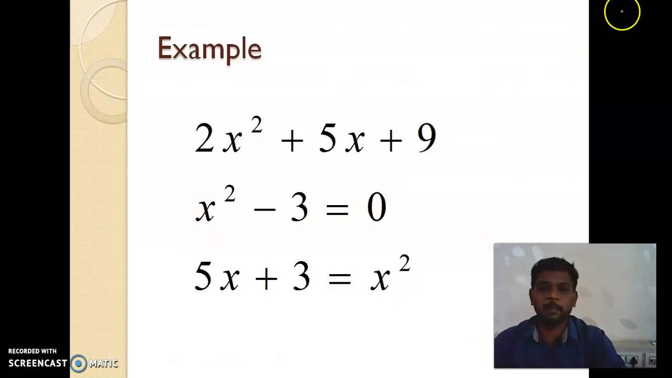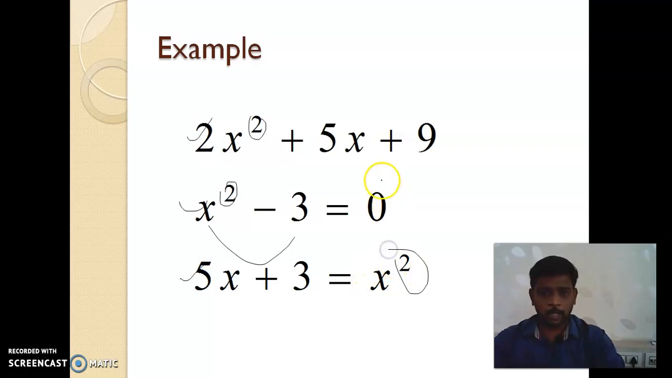These are some examples of quadratic equations. 2x square plus 5x plus 9: here the variable has a maximum power of 2 only. Similarly here also, two terms are there, but the highest power of the variable is 2. That's why it is called a quadratic equation. And similarly here also the highest power of the variable is 2. Therefore these are some examples of quadratic equations.